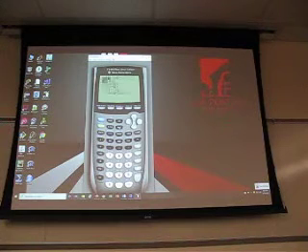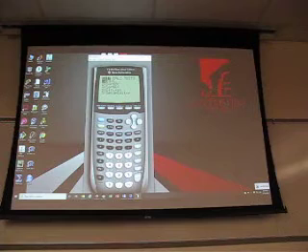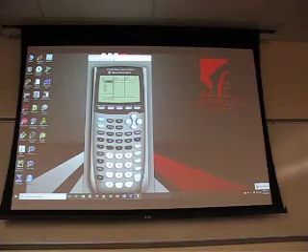Stat. And then the first one is edit. So see where it says number 1, edit? You can either hit enter or you can hit 1, and it will pick that one. Okay, my list has stuff in it. See how my cursor's on the 22, everybody look up? Go up so it's on the L1, hit clear, enter, and that list will clear out.